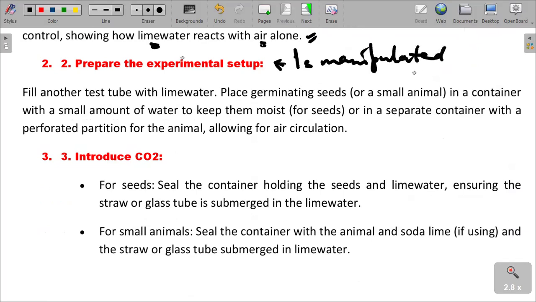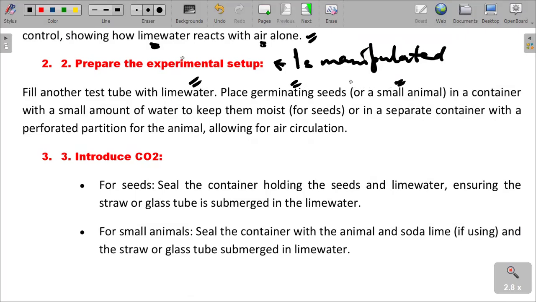It's the one that is used to do the investigation. It's used in the investigation. So take another test tube with lime water, and place germinating seeds there, in the lime water, or a small animal.